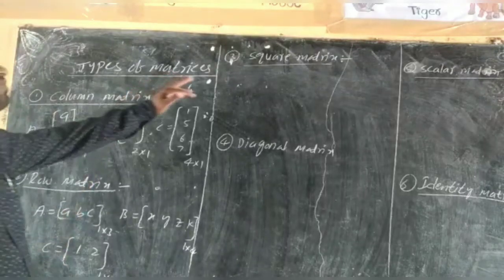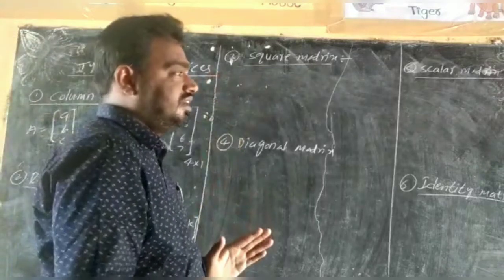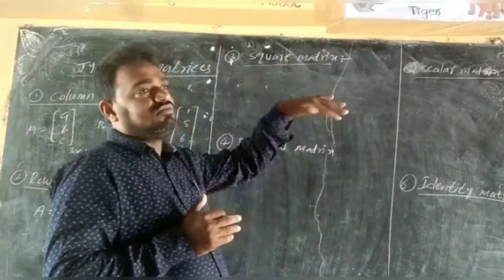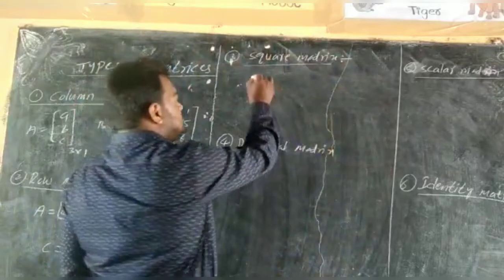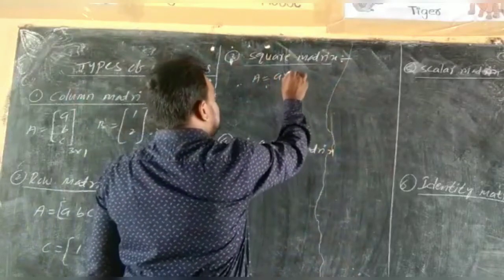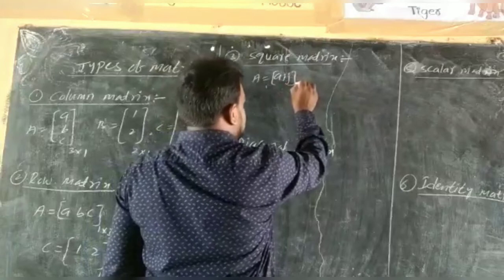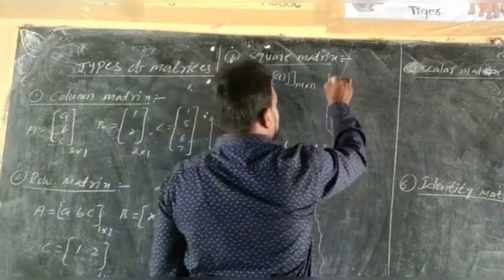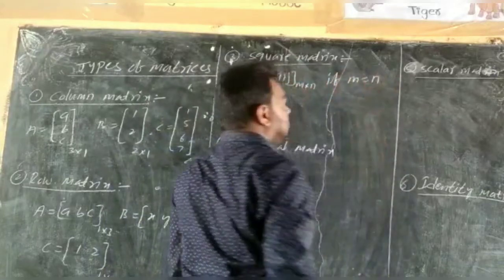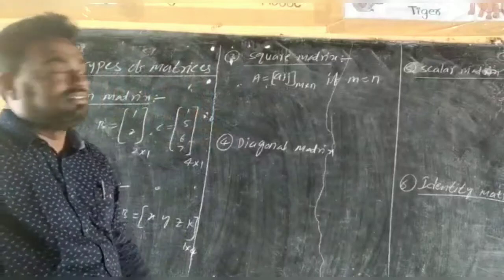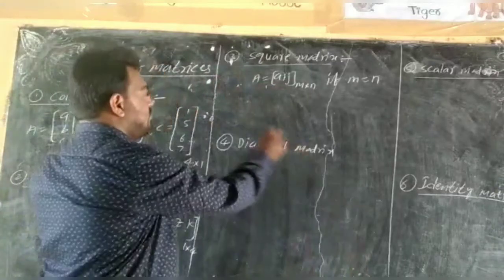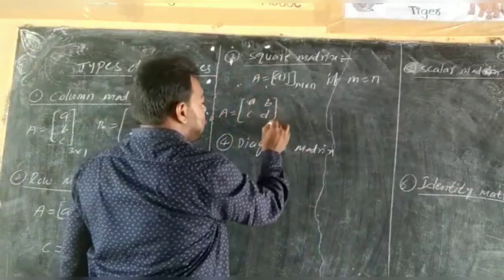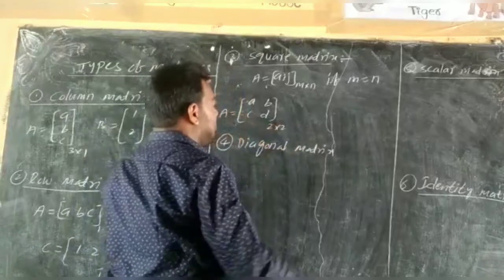Okay. Next, coming to square matrix. A matrix is said to be a square matrix if the number of rows is equal to the number of columns. Or a matrix A = [Aij] of order M cross N is said to be a square matrix if M is equal to N, then it is called a square matrix. One example: A = (a, b; c, d). This has 2 rows, 2 columns. This is one of the square matrices.